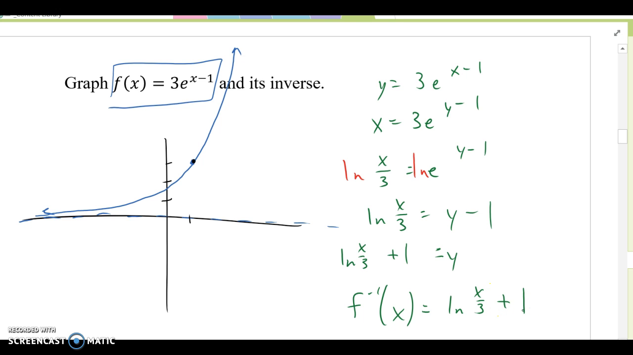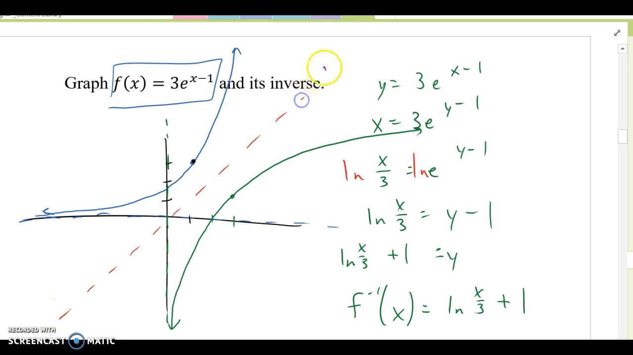Notice that the horizontal shift of 1 to the right has turned into a vertical shift of 1 up. And the vertical stretch by a factor of 3 is going to turn into a horizontal stretch of factor 3. So everything just gets flipped around, so the point 1, 3 becomes the point 3, 1. Our y equals 0 asymptote becomes our x equals 0 asymptote. And it's going to look something like that. And once again, we can see that the line y equals x is our line of symmetry.